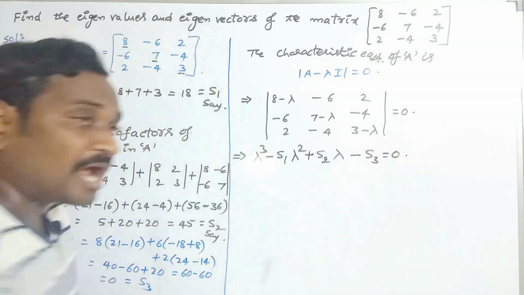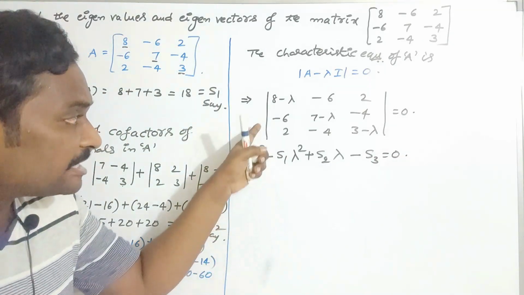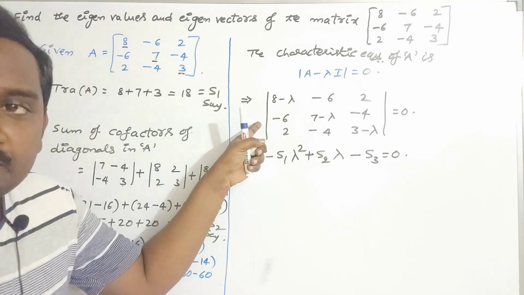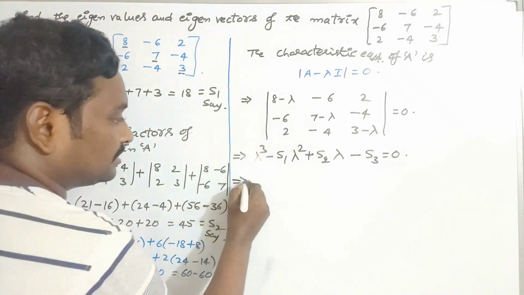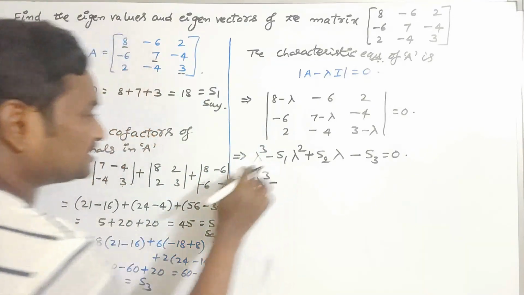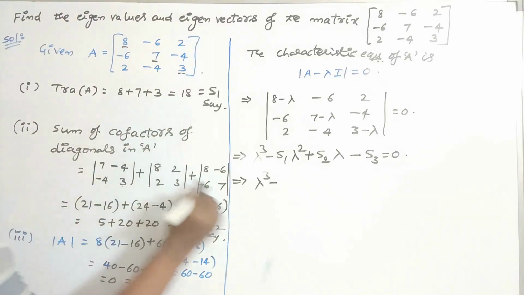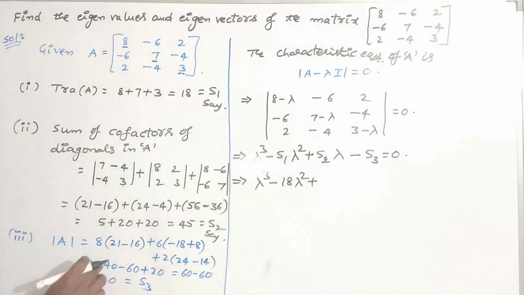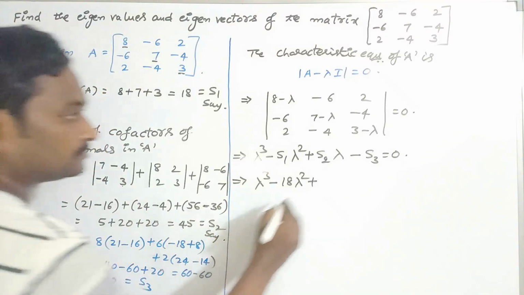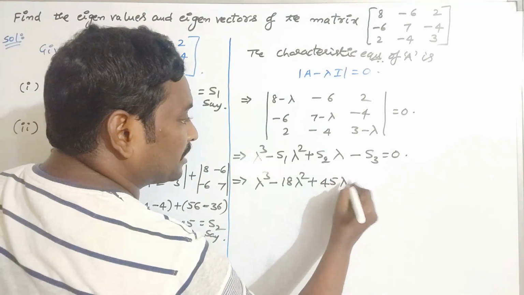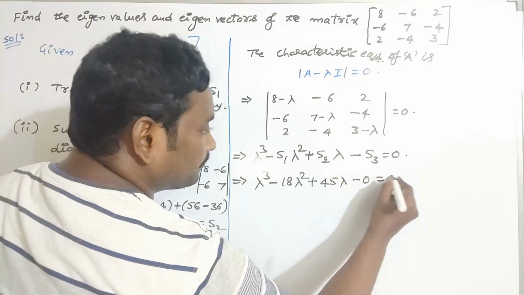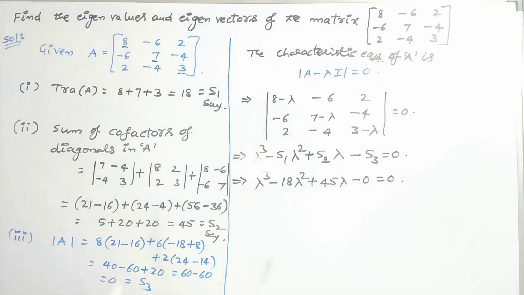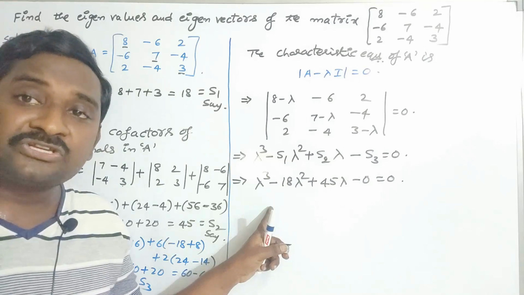This is the shortcut formula to get the determinant of this type of 3 by 3 matrix. So lambda cube minus S1, which is 18, lambda square plus S2, which is 45, lambda minus S3, which is 0, equals 0. So this is called the characteristic equation of A.